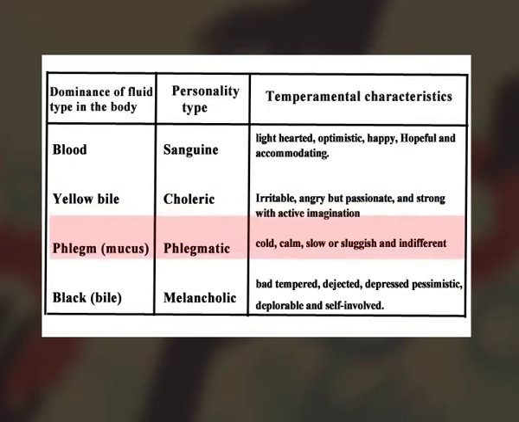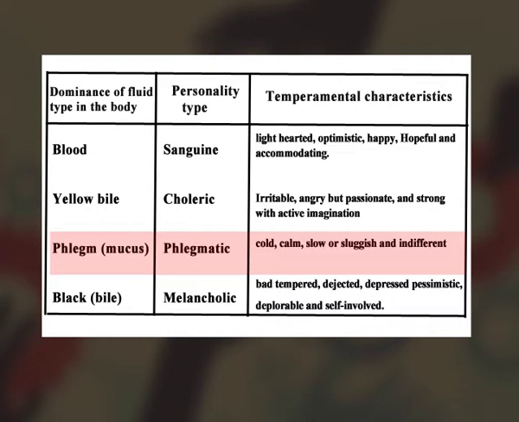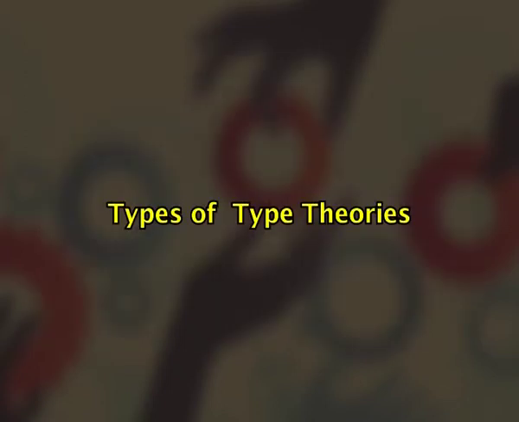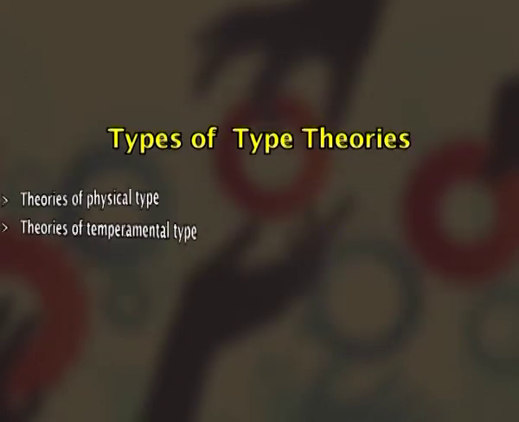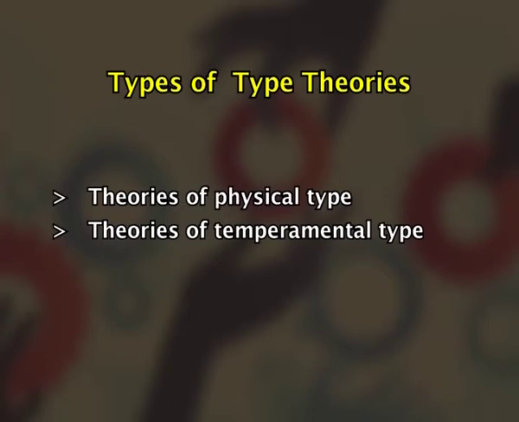The people with dominance of a fluid like phlegm are phlegmatic. They are temperamentally cold, calm, slow or sluggish and indifferent. Black bile: these people are melancholic and are temperamentally bad-tempered, dejected, depressed, pessimistic, deplorable and self-involved. There are two types of type theories: theories of physical type and theories of temperamental type.